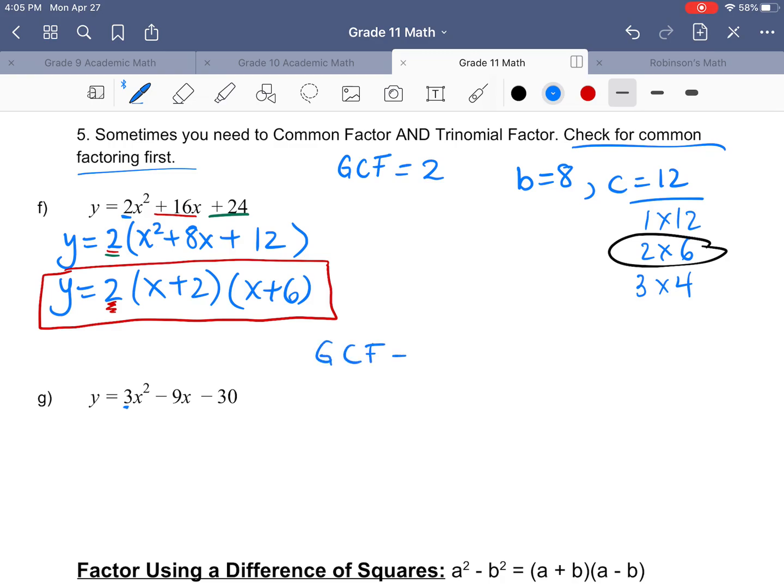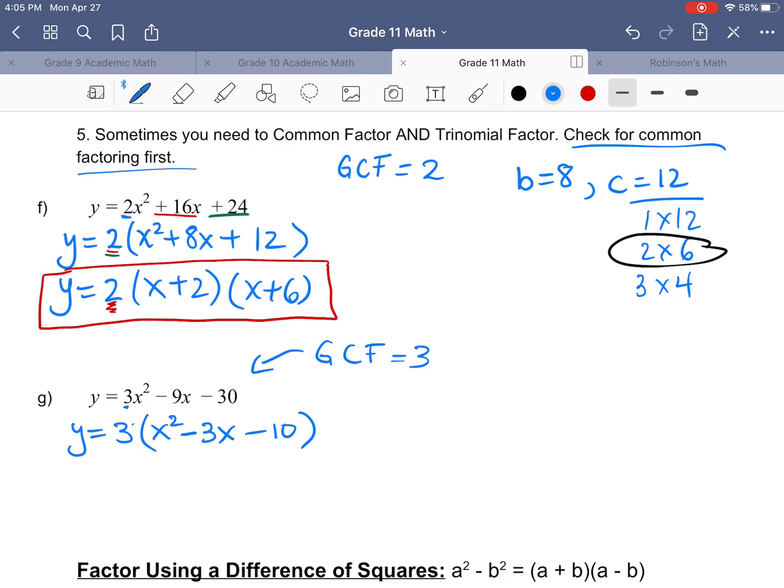So our greatest common factor is equal to 3 for this question. So we are going to common factor out a 3. So 3x squared divided by 3 gives us x squared. Negative 9x divided by 3 gives us negative 3x. And negative 30 divided by 3 gives us negative 10. So we've done the common factoring part.